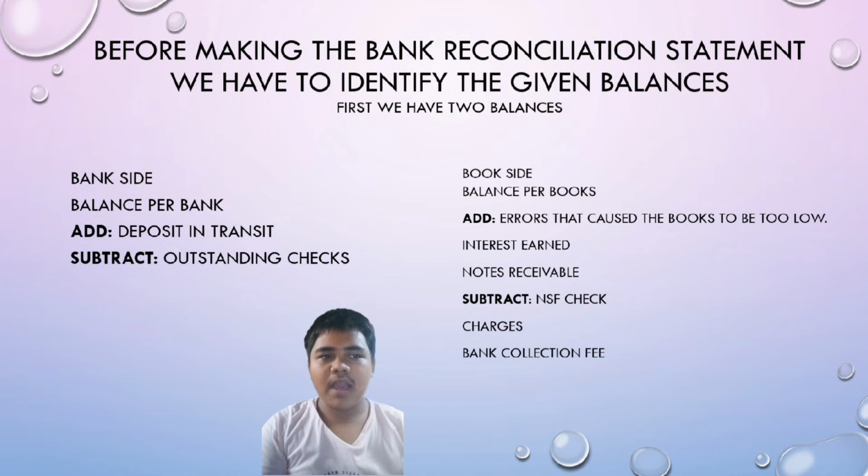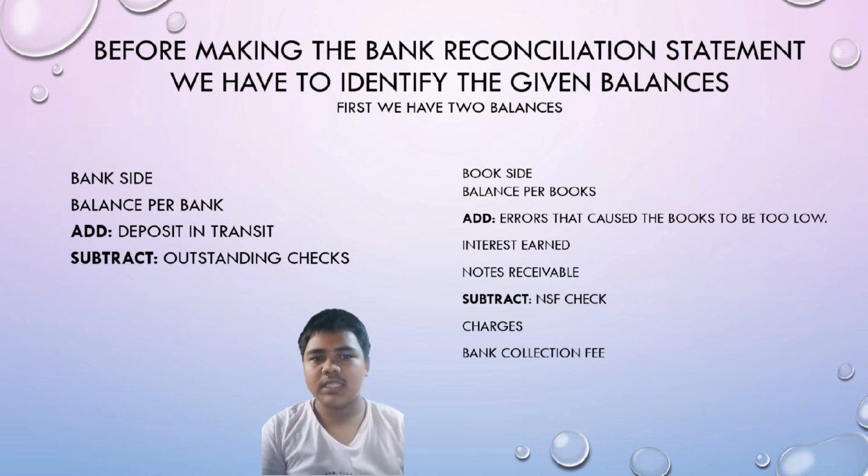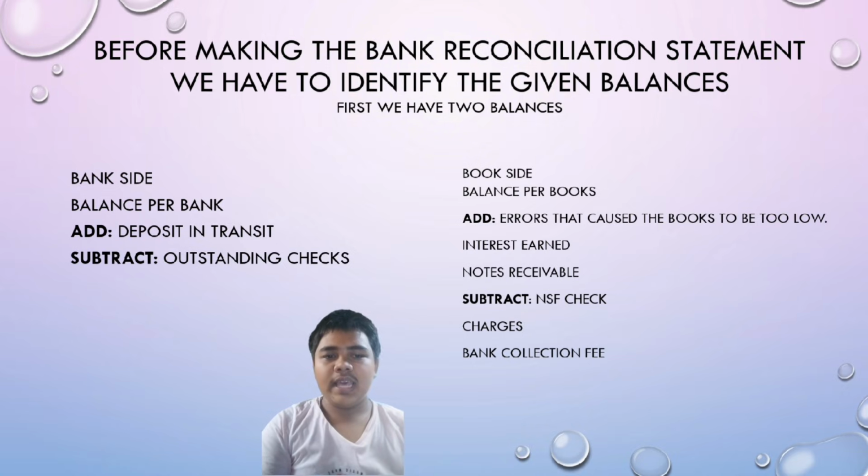Before making the bank reconciliation statement, we have to identify the given balances. First, we have two balances: bank side and book side. On the bank side, we have the unadjusted balance per bank. Then, we have to add the deposit in transit. After that, we have to subtract the outstanding checks until we get the adjusted balance per bank.